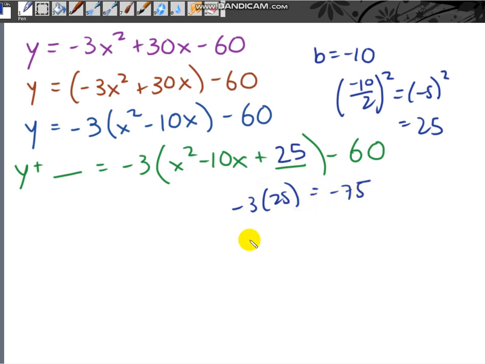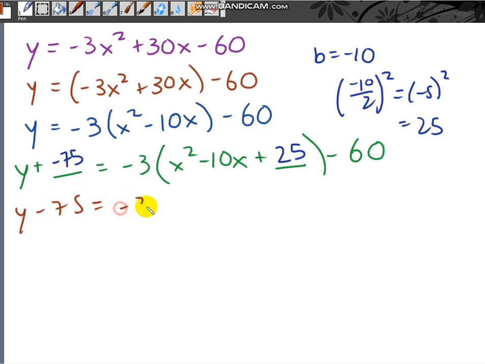So if you guys have been following along with what I've been showing you in the other videos, basically what this implies is we're going to have an extra negative 75 on this side. So basically negative 3 times 25. Okay, next what we're going to do is simplify this. So we have y minus 75 equals negative 3.